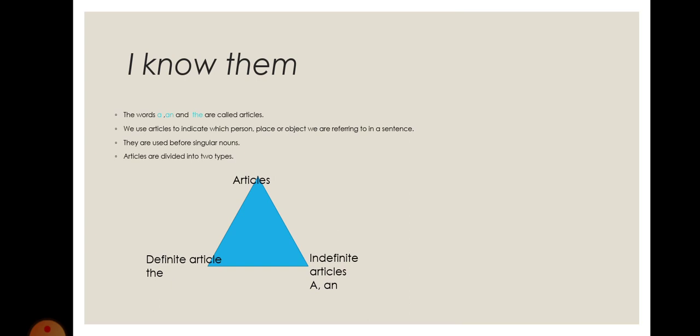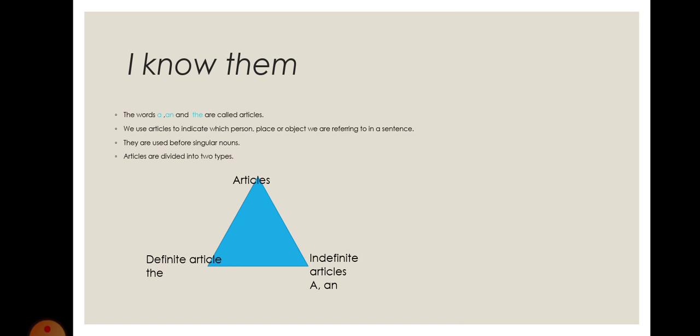Okay, and we use them before singular nouns. So we said a, an, and the are the articles, so obviously we are using them in front of singular nouns. And if you have a close look, you can see that articles are divided into two. What are they called? Definite article and indefinite articles. Definite article is known to be the article the, and indefinite articles are a and an.